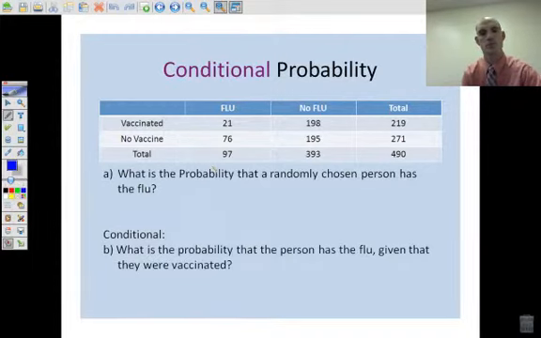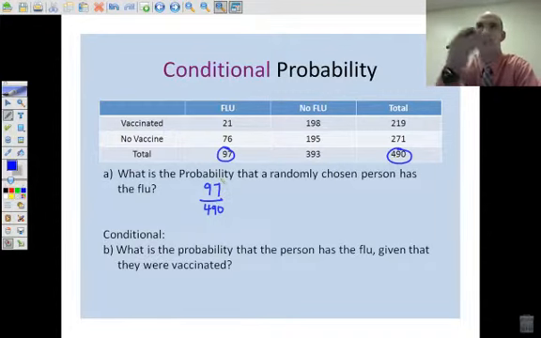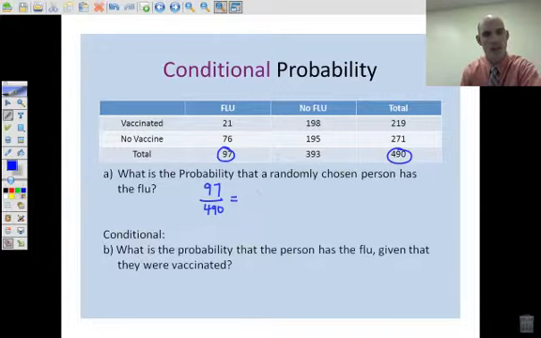In the first question, we're asking, what's the probability that a randomly chosen person has the flu? Out of those surveyed, we're going to be out of the total of everybody, 490. Of those, how many got the flu? Well, 97 of them got the flu. We haven't put any other conditions on it other than the fact that they need to have the flu and be from our sample set. When we convert this to a percentage, that would be 0.198, or a 19.8% chance that that person gets the flu, regardless of whether they were vaccinated or not.